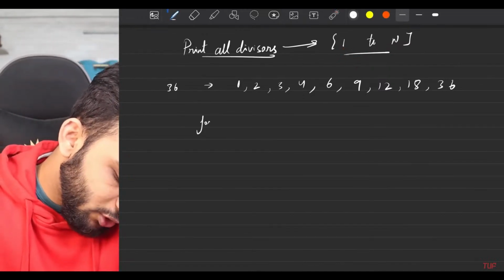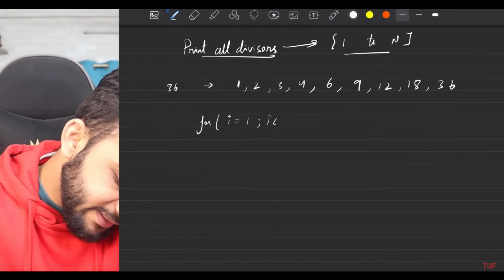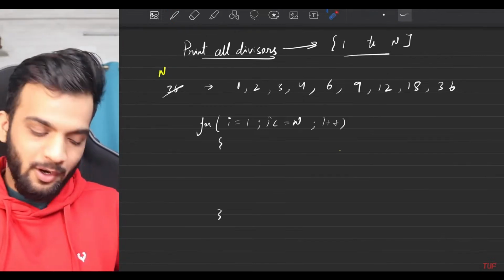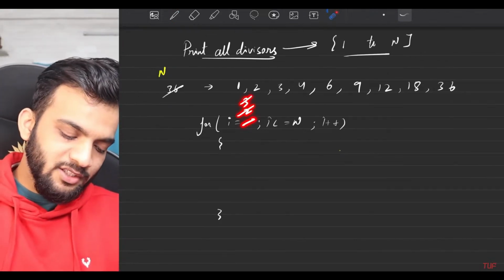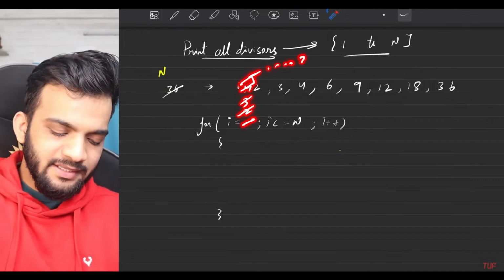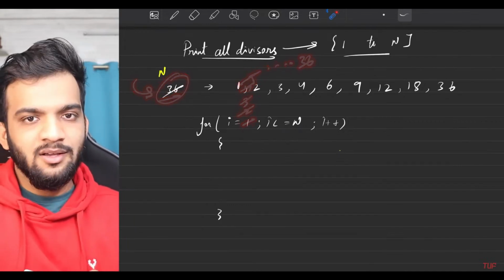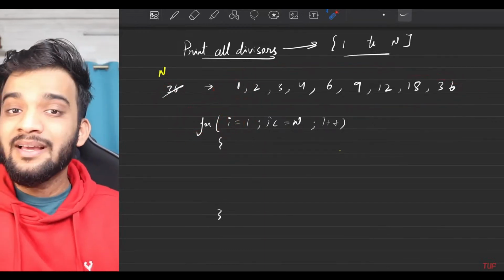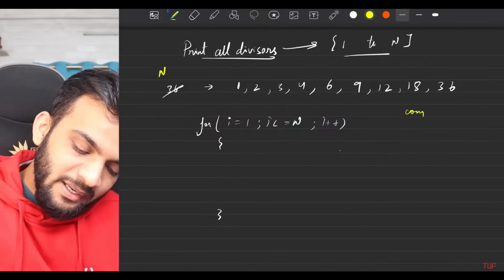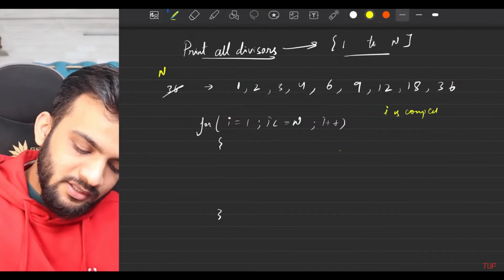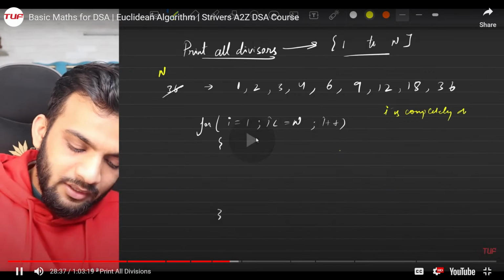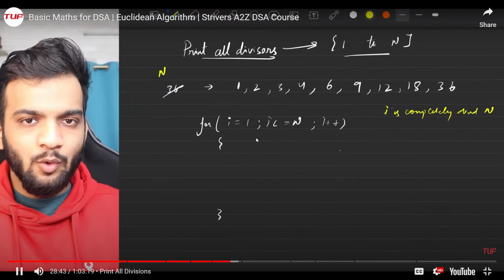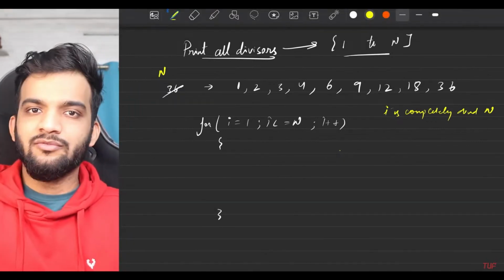So let's start the loop from i equal to 1, i less than or equal to n, and i plus plus. The first value of i is 1, then 2, then 3, then 4, then 5, and so on till 36 in this case, if it is n. So how do you determine that this i is a divisor? If i is completely dividing n, then it is a factor or a divisor. And completely dividing means it should leave a remainder of 0.